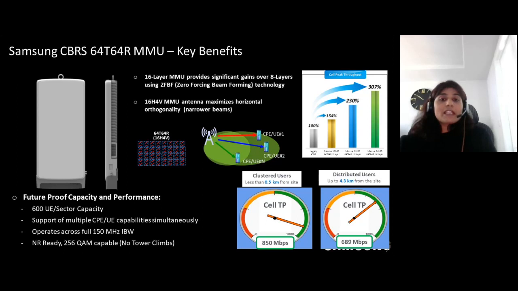We have seen some of the performance results in some of our operators' networks. If you look at a near site scenario, which is around 0.5 kilometers from a site with a 16-layer system, we can deliver 850 Mbps of throughput capacity across a 20 megahertz carrier. And on a far side scenario, which is around 4.3 kilometers from the site, we can deliver around 689 Mbps capacity over a 20 megahertz carrier.